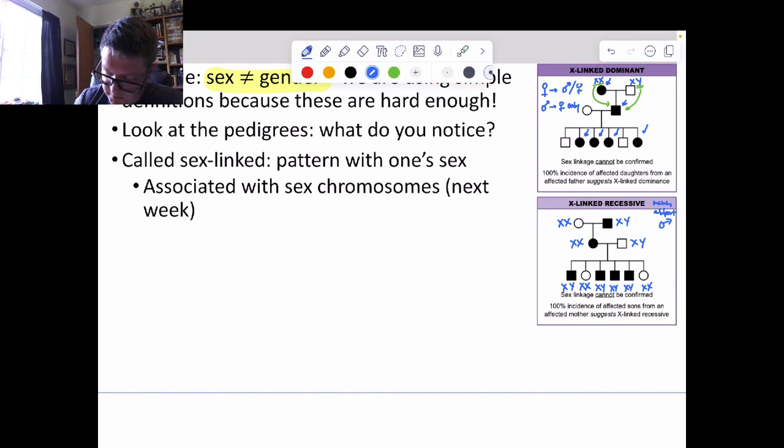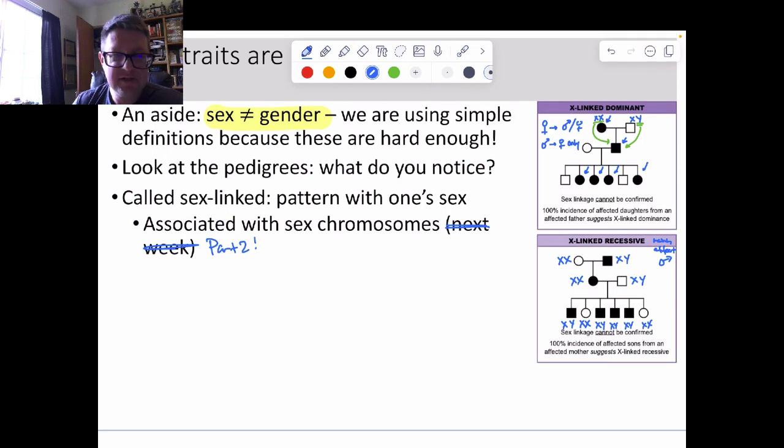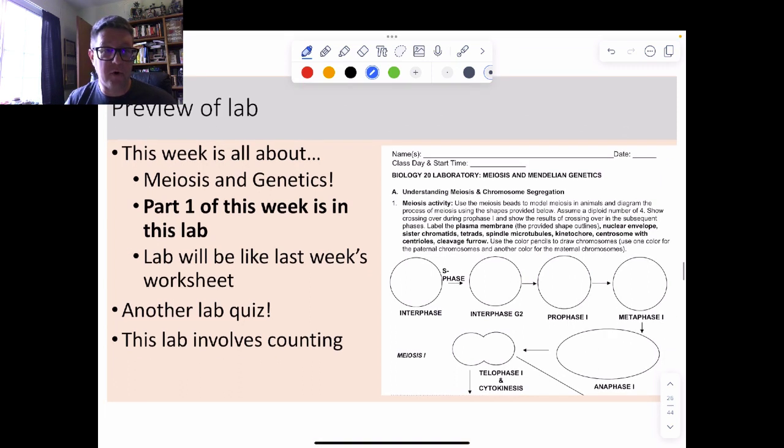Actually, it's not going to be next week, it's going to be part two. So we get all sorts of weird patterns that we can see inside of pedigrees, and it has to do with how X chromosomes pass on. So we say, for the most part, females are XX and males are XY. Caveats still apply. But we're going to work those problems in part two.